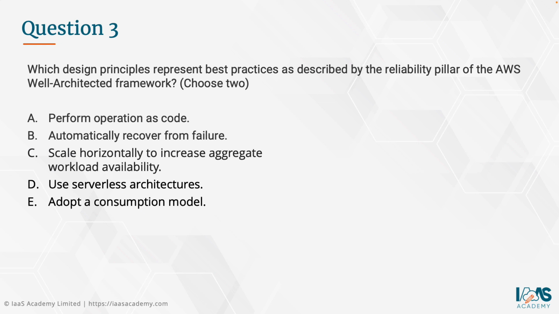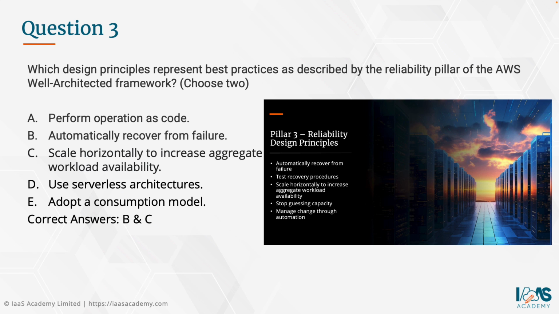Now, answer option E is to adopt a consumption model. And a consumption model is all about ensuring that you pay only for what you use and what you consume. And this therefore refers to the cost optimization pillar, and therefore an incorrect answer as well. So the correct answer here is B and C. Okay, automatically recover from failure and scale horizontally to increase aggregate workload availability. And if we take a look at the reliability pillar, you will see, in fact, yes, automatically recover from failure is one of the design principles, as is scaling horizontally to increase aggregate workload availability.